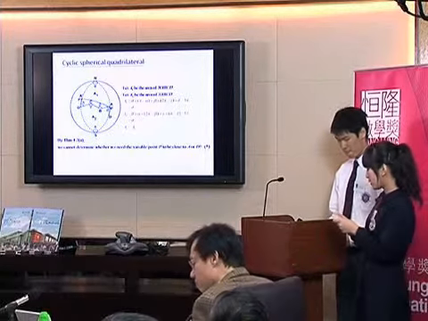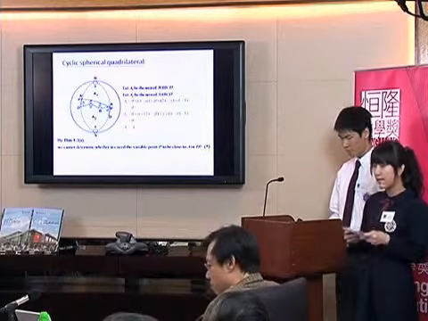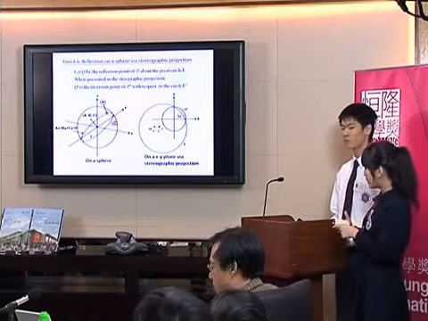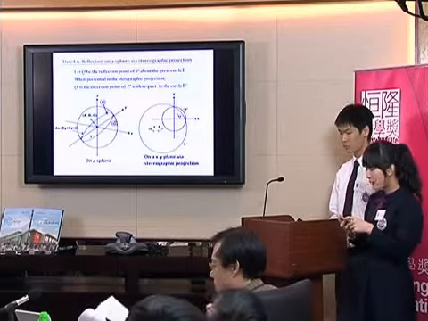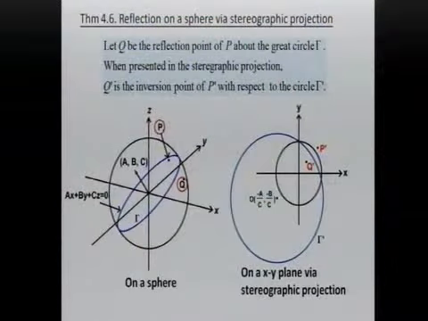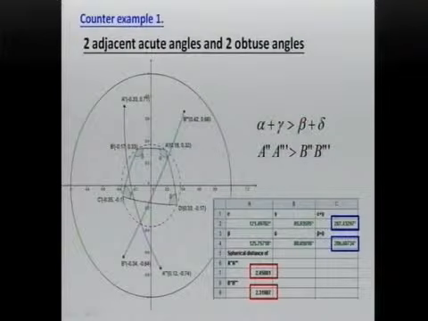We have used the stereographic projection and distance formula to find three counterexamples respectively. We know that when P is reflected about a great circle tau to Q, then the reflection point Q prime is the inversion point of P prime with respect to tau prime, and it is the distance formula on stereographic projection as stated. Here is the counterexample for the case of two adjacent acute angles and two obtuse angles.